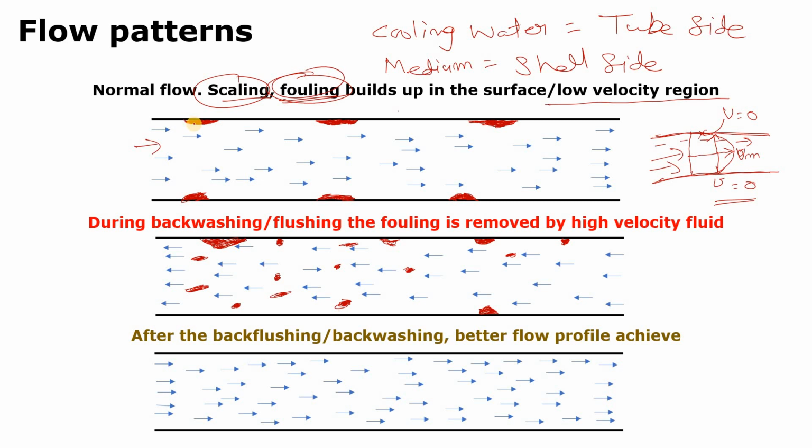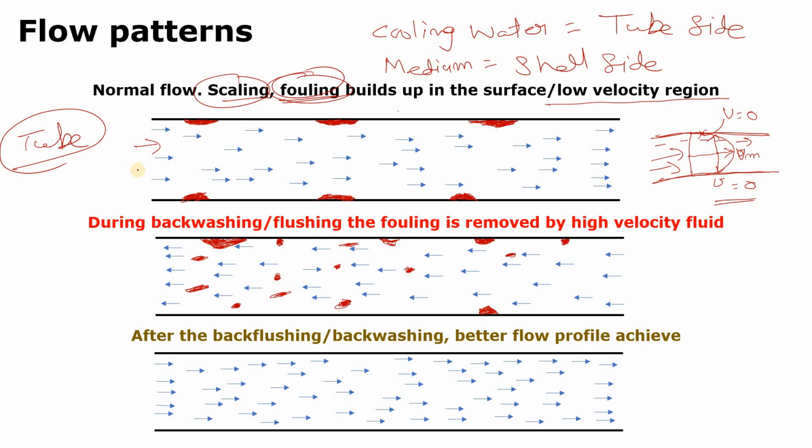It means that at this surface the velocity is 0, so the scaling and fouling will build up here. In the cooling water there may be some particulate matter, some fine particles. As the cooling water flows, they build up the fouling and form scaling on the surface of the tube. Got my point? So what we do in backwashing is reverse the flow.